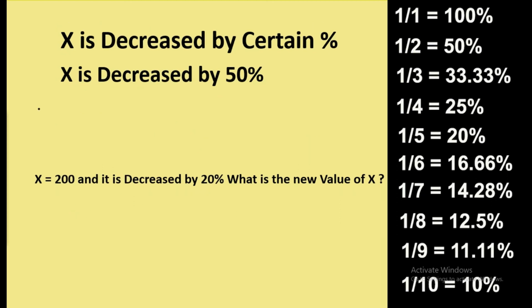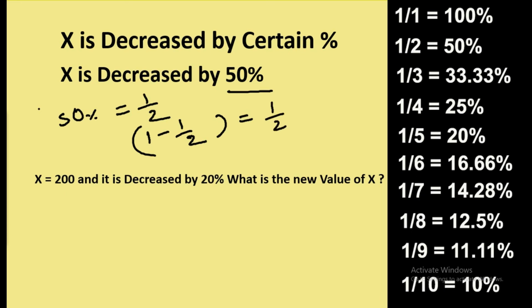Let's go to the next type: X is decreased by a certain percentage. Let's go to the example. X is decreased by 50 percentage. We know that 50 percentage is 1 by 2. What will we do here? In an increase we add. Here we have to subtract. So 1 minus 1 by 2 equals 1 by 2 of X. This is the answer. Let's understand with an example.